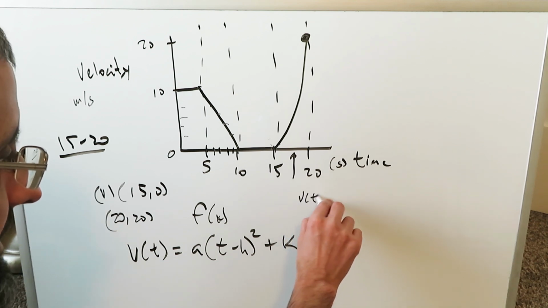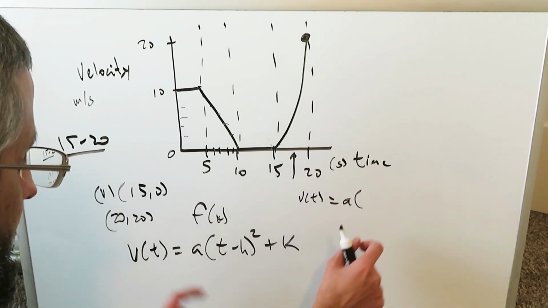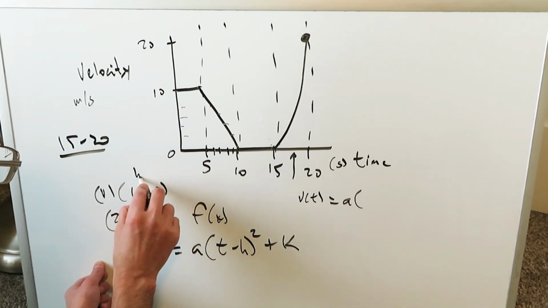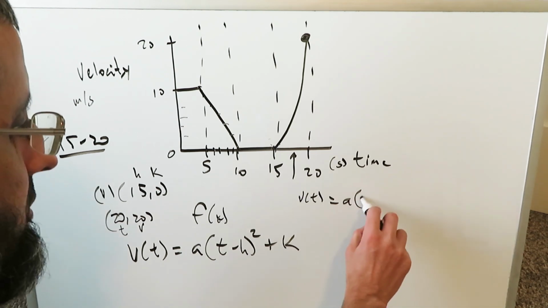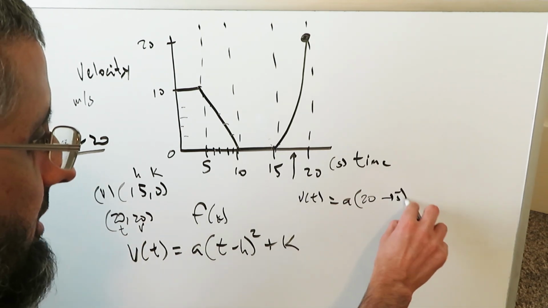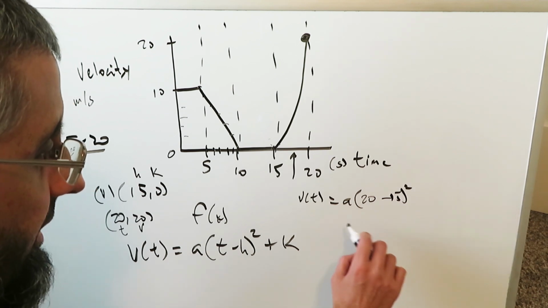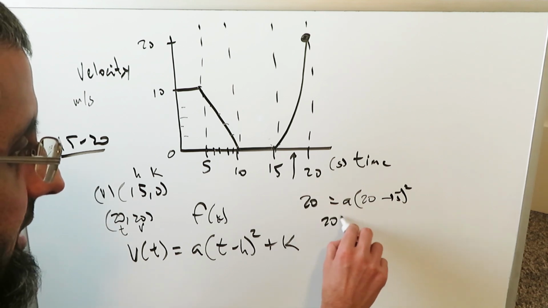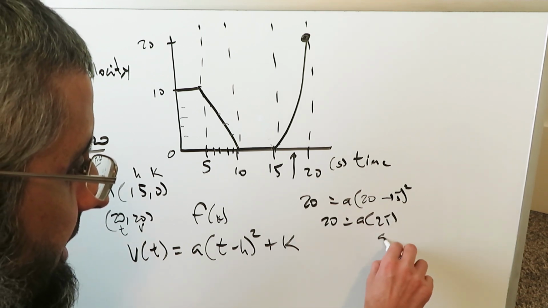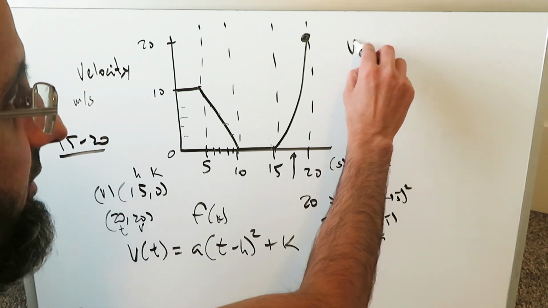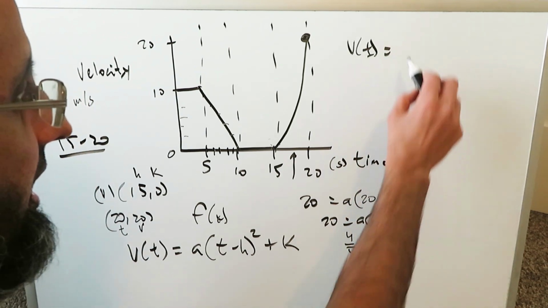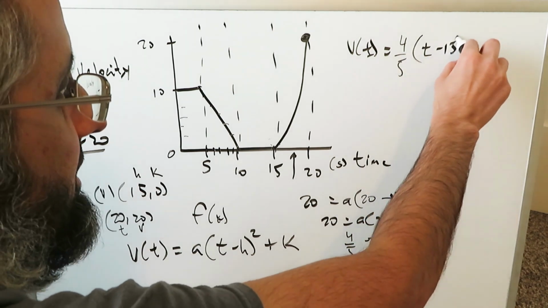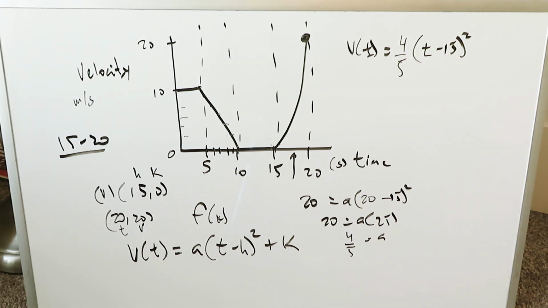I have velocity with respect to time is equal to a times (t minus h) squared. I have here a t value, I have here a v value, I have here an h value and a k value. (20 minus 15) whole squared plus 0, which is meaningless. All of this is equal to what? This value right here, 20. You have 20 here is equal to a times 25, and then a is equal to 4 over 5. So my velocity function becomes this. I have a 4 over 5 times (t minus 15) whole squared, and that's my function.